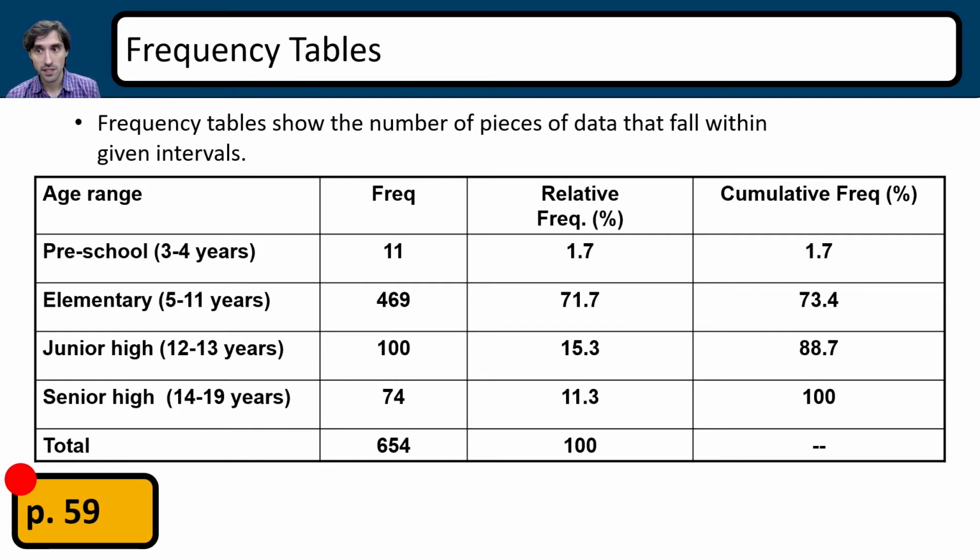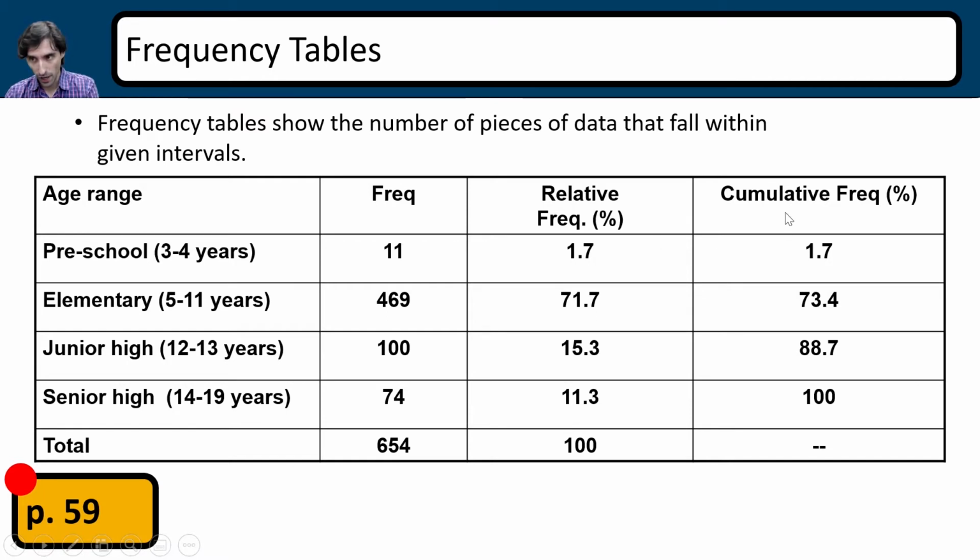The relative frequency, which you could also just consider the frequency, is the percentage that frequency represents relative to the other classes. So, for example, 71% of this mock data set is elementary school students. And we only have 1.7% preschool students.